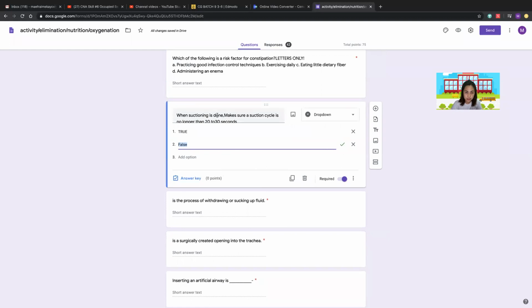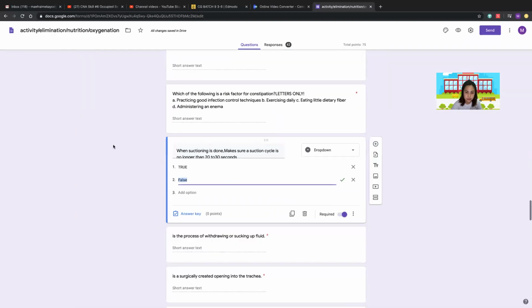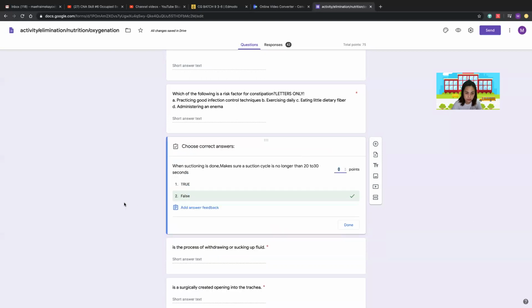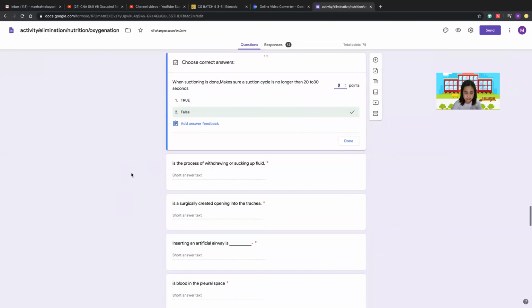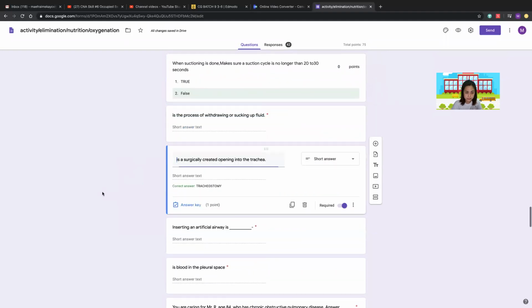When suctioning is done, make sure the suction cycle is no longer than 20 seconds. This is false. Why? The correct answer is that it should be no longer than 10 seconds, 5 to 10 seconds.